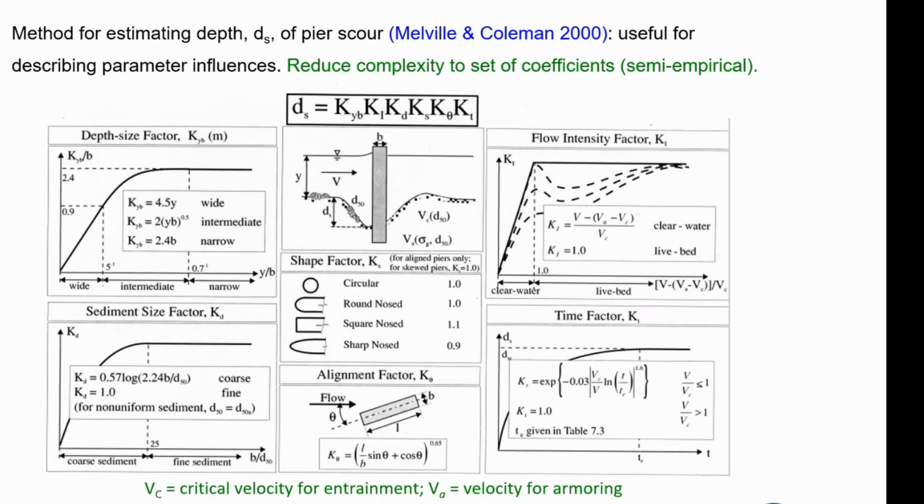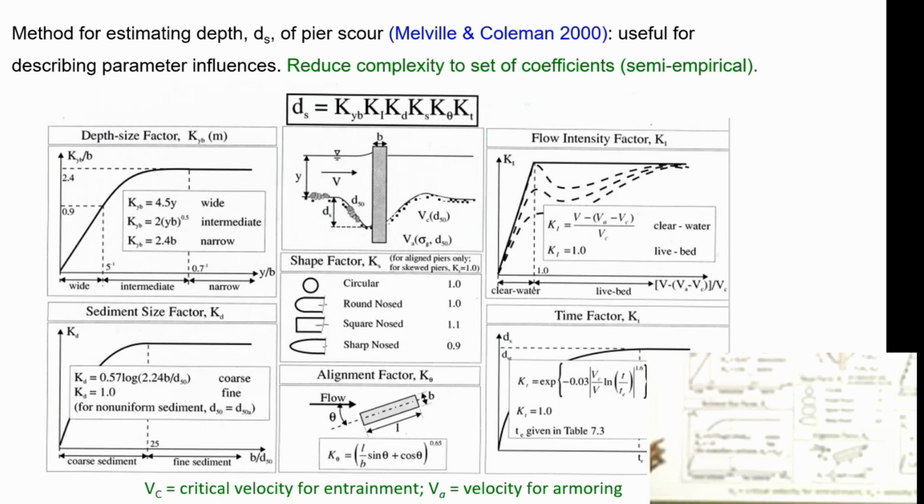This is a rational approach, where the depth of scour equals all these K factors around here, which take into account different effects. This is from Melville and Coleman's book on bridge scour. This relationship has been updated through recent years through collaboration between Melville and his group and Max Sheppard from the University of Florida. But this is the effective depth size factor. So again, wide, intermediate, narrow. Narrower, as I showed before, you get the deeper scour.